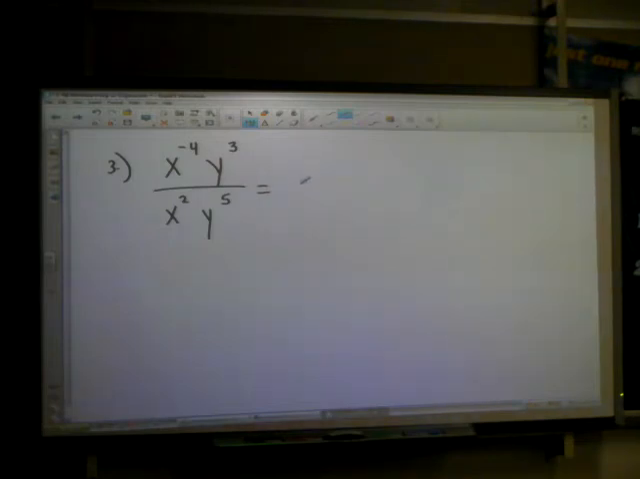Let's see how we did on this one. See if our subtraction skills are still pretty good. Negative 4 minus 2 is? Negative 6. Awesome. And 3 minus 5 is? Negative 2. Good work. Okay. As we get into more of the negatives, we always want to make sure that we're being really careful.